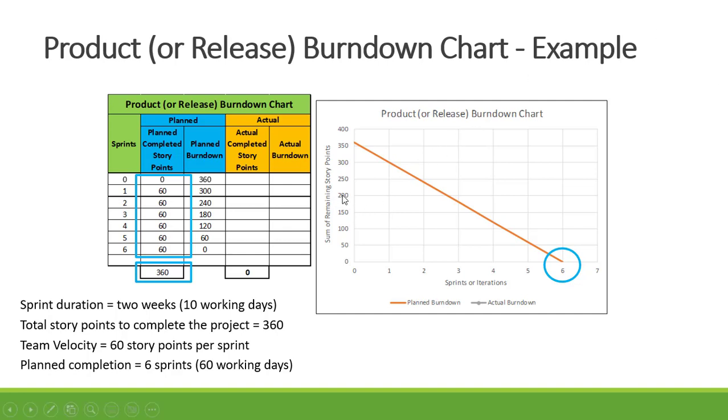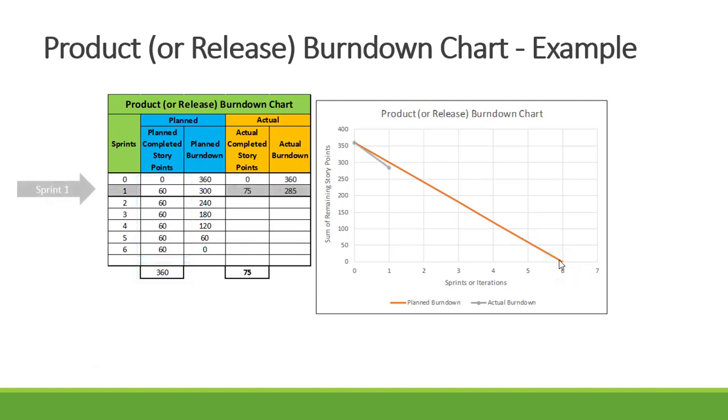For our remaining story points, we'll start off with 360 as part of our planned burndown. Minus 60 is 300 after sprint 1. Minus 60 is 240 after sprint 2. Minus 60 is 180 for sprint 3. Minus 60 is 120 for sprint 4. Minus 60 is 60 story points remaining after sprint 5, and then completing the project after sprint 6. So that's our planned burndown.